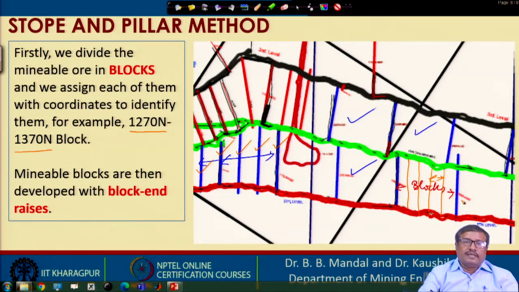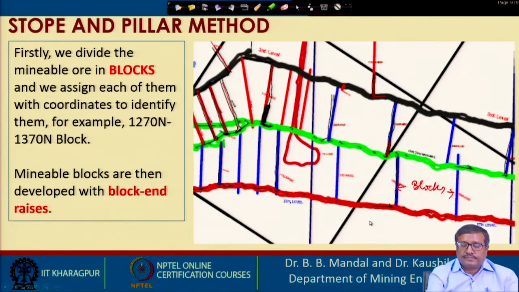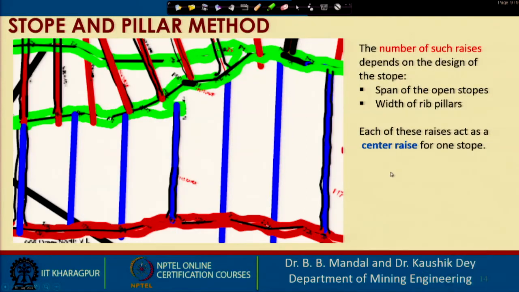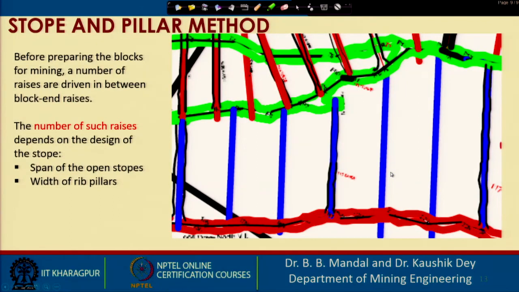So, once this block end is developed, a number of these raises are made, as I have shown in the earlier slide. Now, we make a number of raises in between the blocks. So, this is one block, this part and this part, and we make a number of raises in between the two block ends. This number of raises depends on the design of the stope.